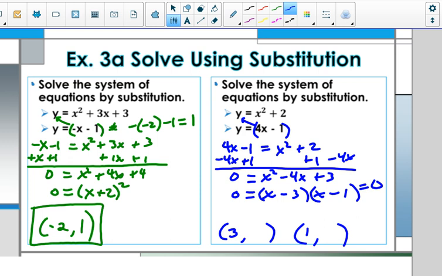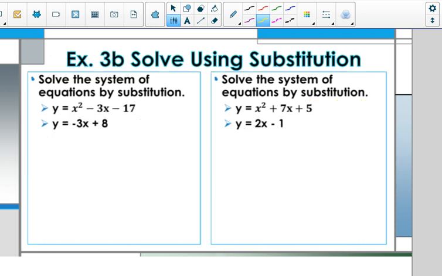So now if I do some substitution, I plug in 3 for x. I'm going to use this one right here. So 4 times 3 minus 1 gives me 11. Put a 1 in. 4 times 1 is 4, minus 1 gives me 3. So I have two answers: (3, 11) and (1, 3). You may do these next two problems yourself if you need extra practice.